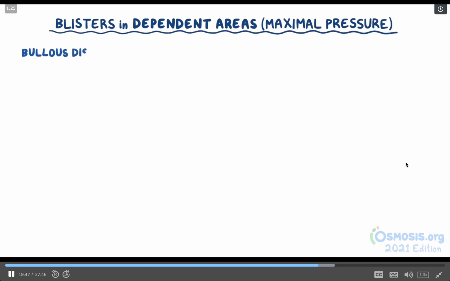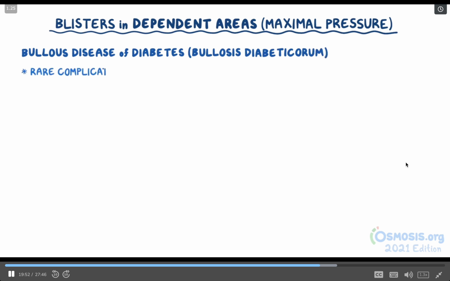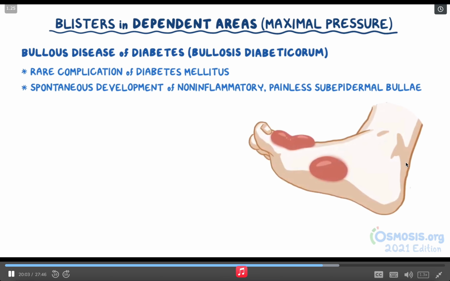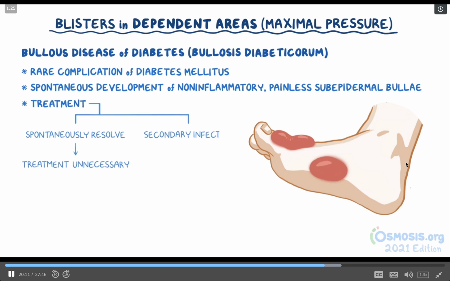In some disorders, blisters develop in dependent areas of the body, where there's maximal pressure. Bullous disease of diabetes, also known as bullosis diabeticorum, is a rare cutaneous complication of diabetes mellitus, in which there's the spontaneous development of non-inflammatory, painless subepidermal bullae, most often on the feet or lower legs. The bullae spontaneously resolve over the course of a few weeks, so specific treatment is unnecessary, unless there's secondary infection, in which case they're treated with antibiotics.